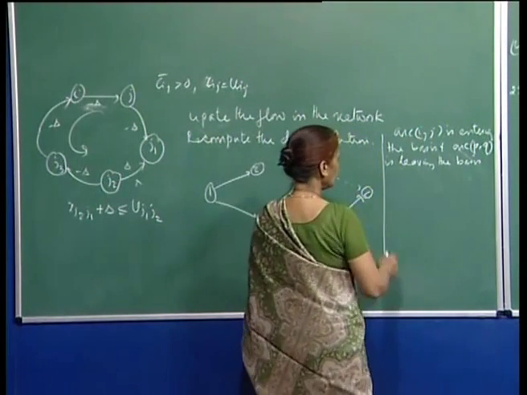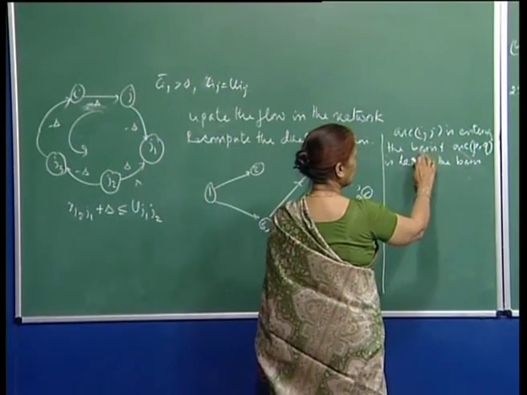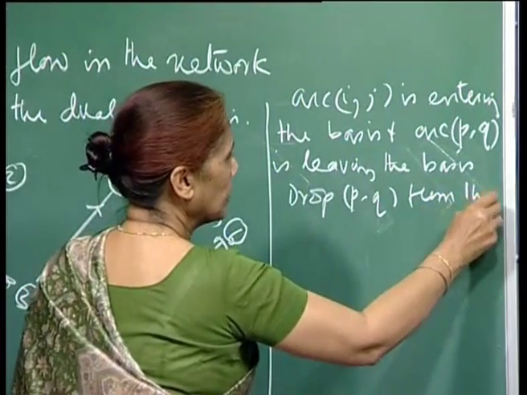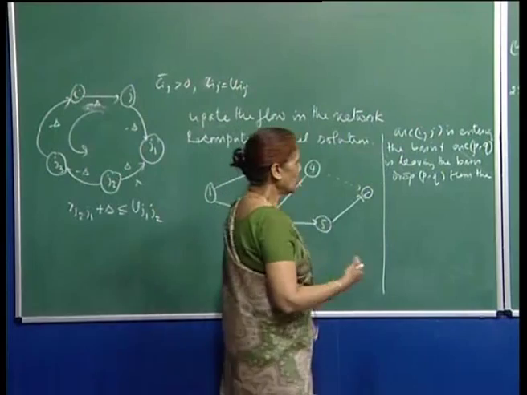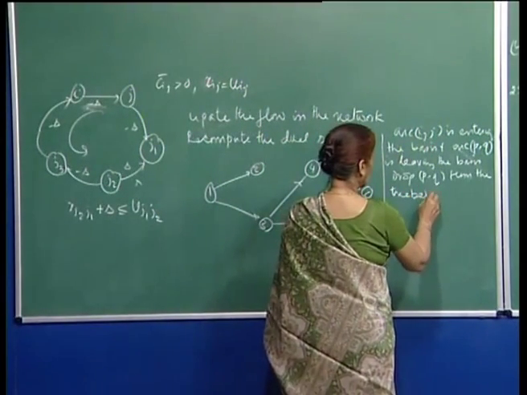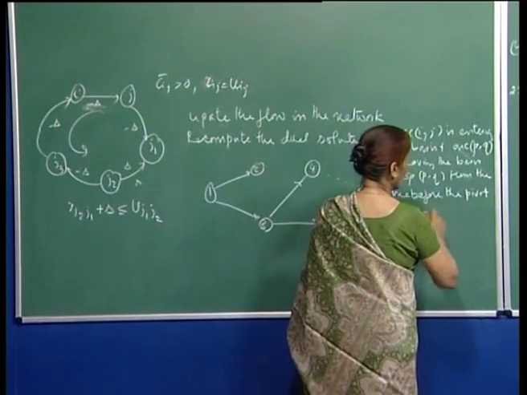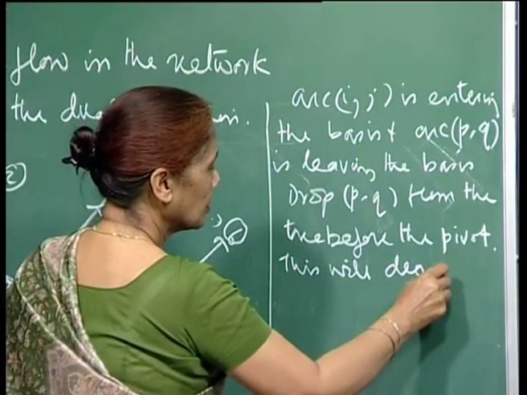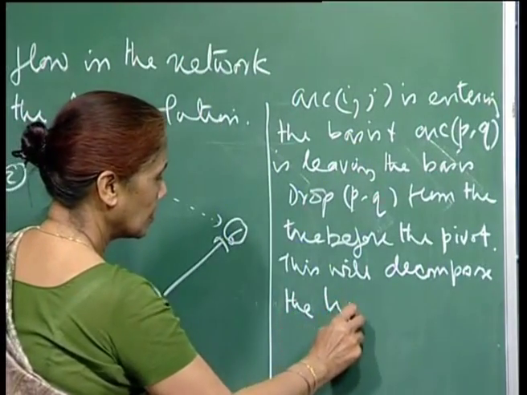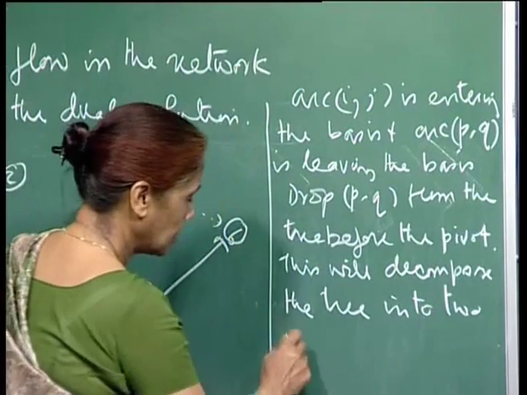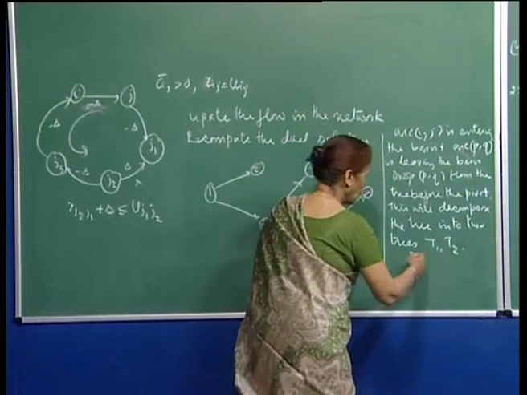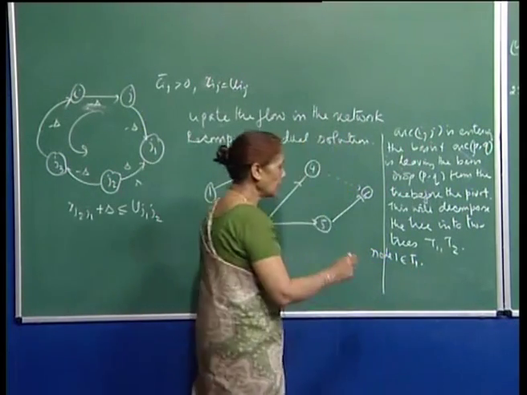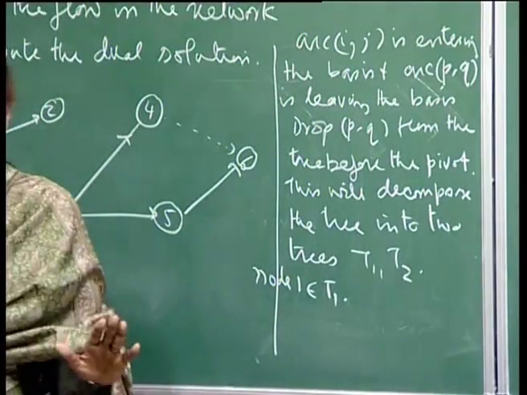Now what you do is, in the current tree, before the pivoting, arc ij is entering and this arc PQ is leaving, so drop PQ from the current tree before the pivot, right. So you are dropping this, and then this will decompose the tree into two trees, T1 and T2, where node 1 belongs to T1. So your root node, node 1, belongs to the subtree we will call T1, and the other one is T2.